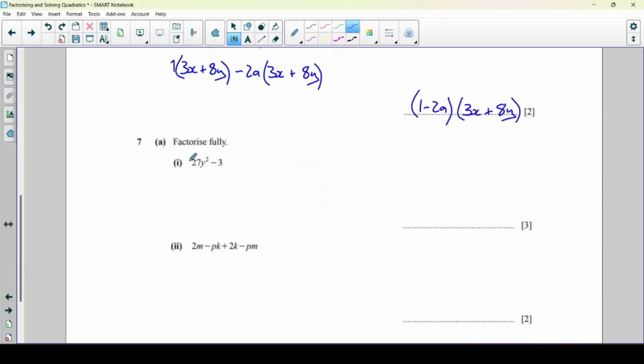What does this one look like to you? So to me, because of that y squared, it looks like it's the difference of 2 squares, but 27 and 3 aren't square numbers. So first we're going to take a 3 out, then I get 9y squared minus 1. Now we can do the difference of 2 squares, 3y plus 1, 3y minus 1. So 3 out in front, and 3y plus 1, 3y minus 1.